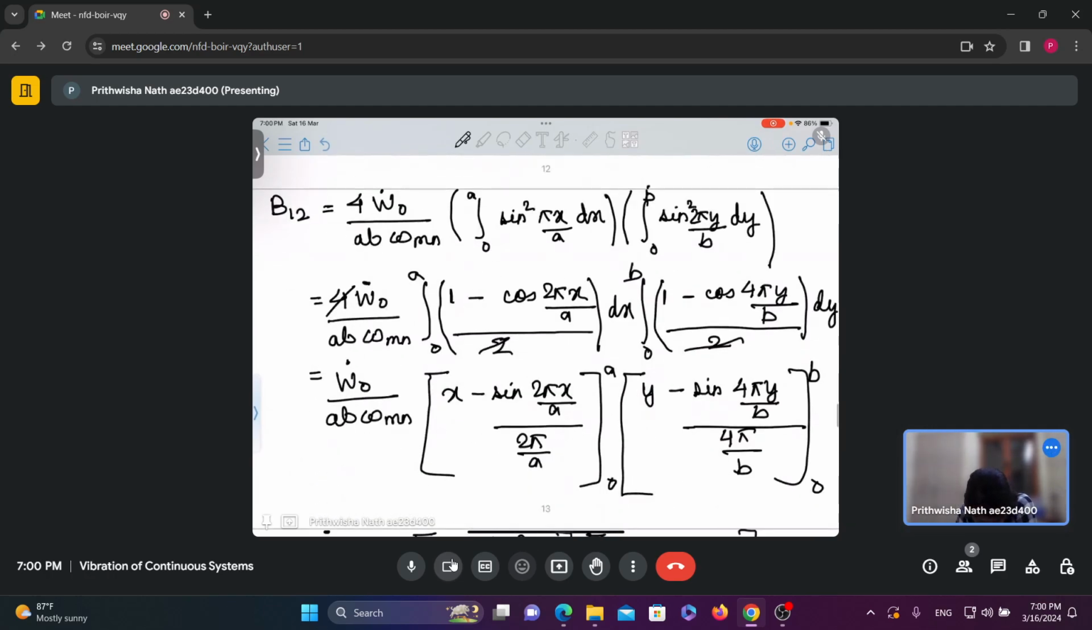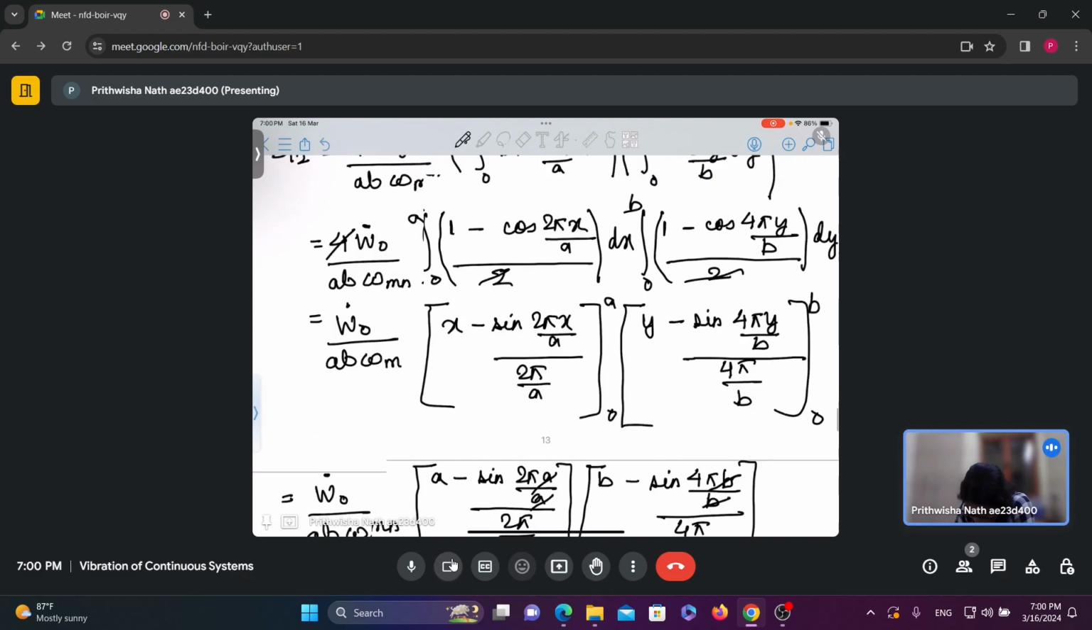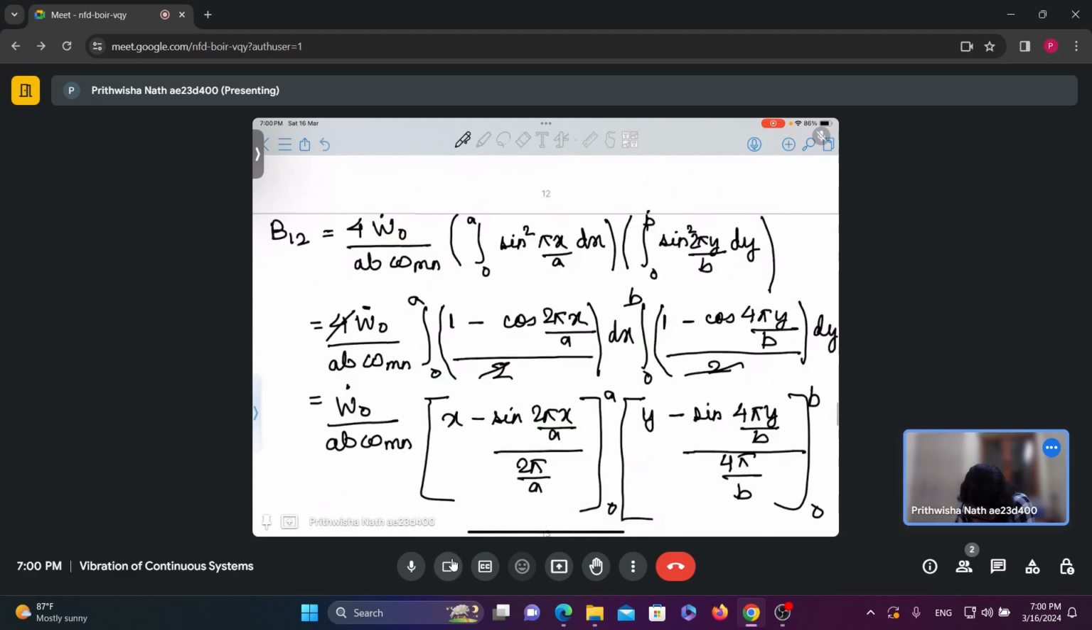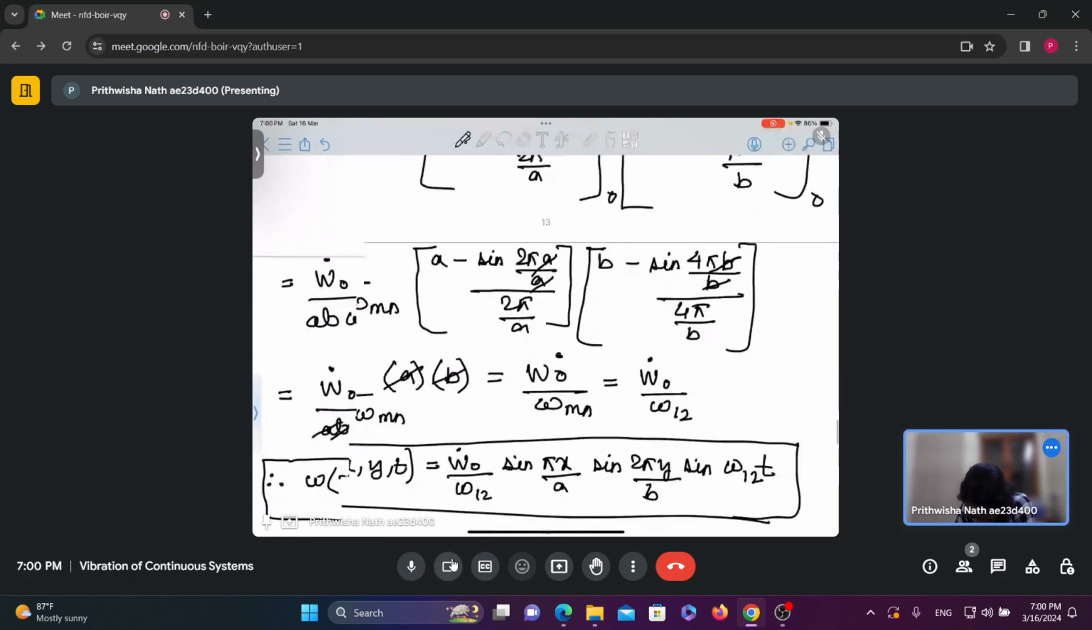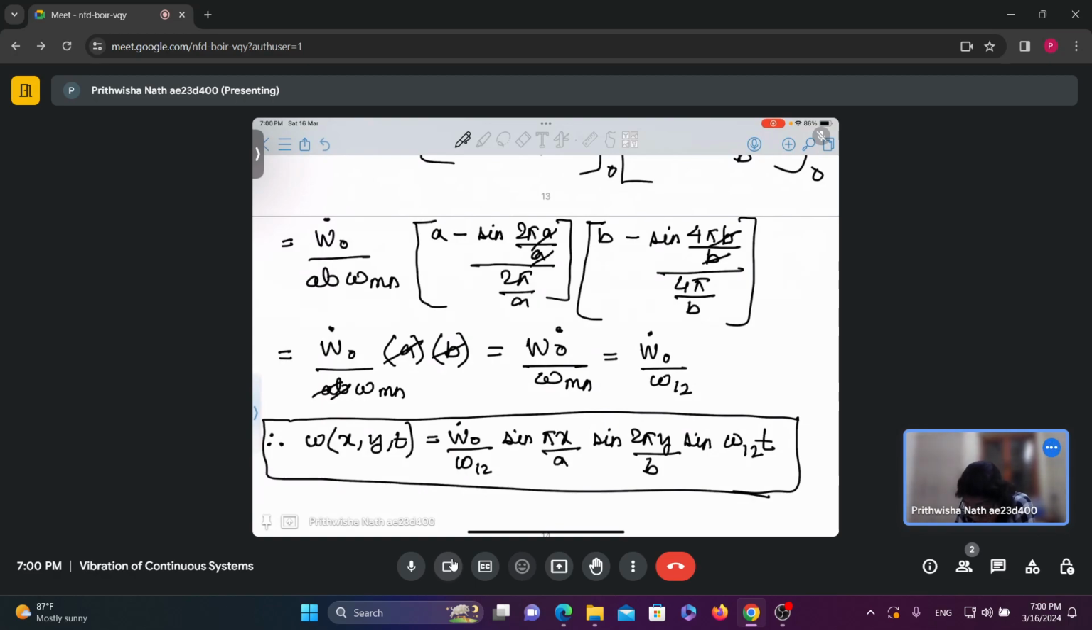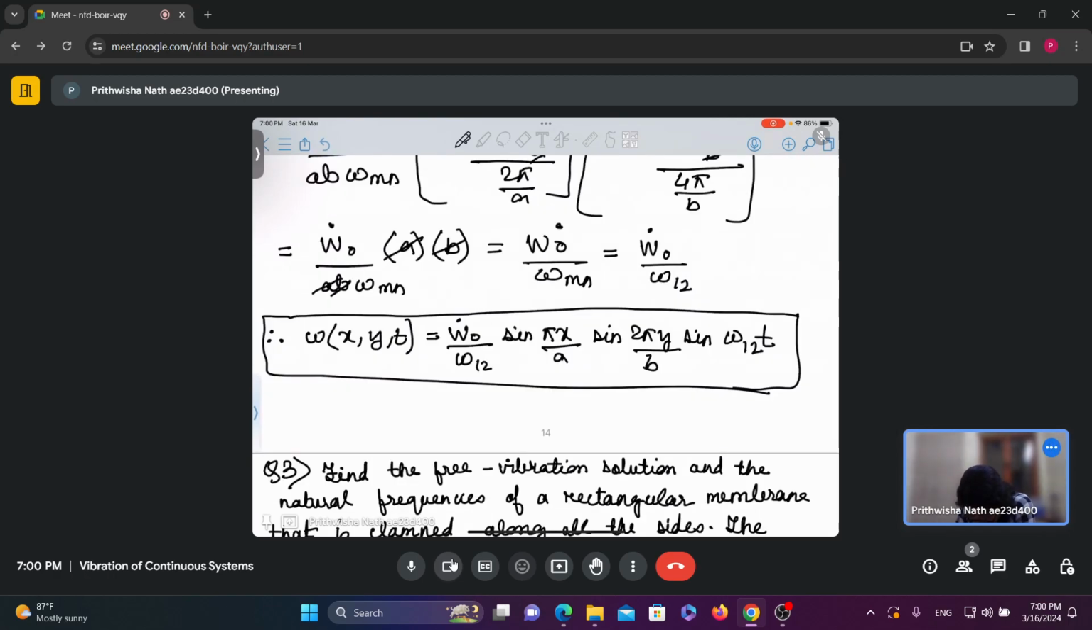So after simplifying like the previous problem, we get B12 as W dot naught divided by omega 12. So my expression for W becomes this. This is W.